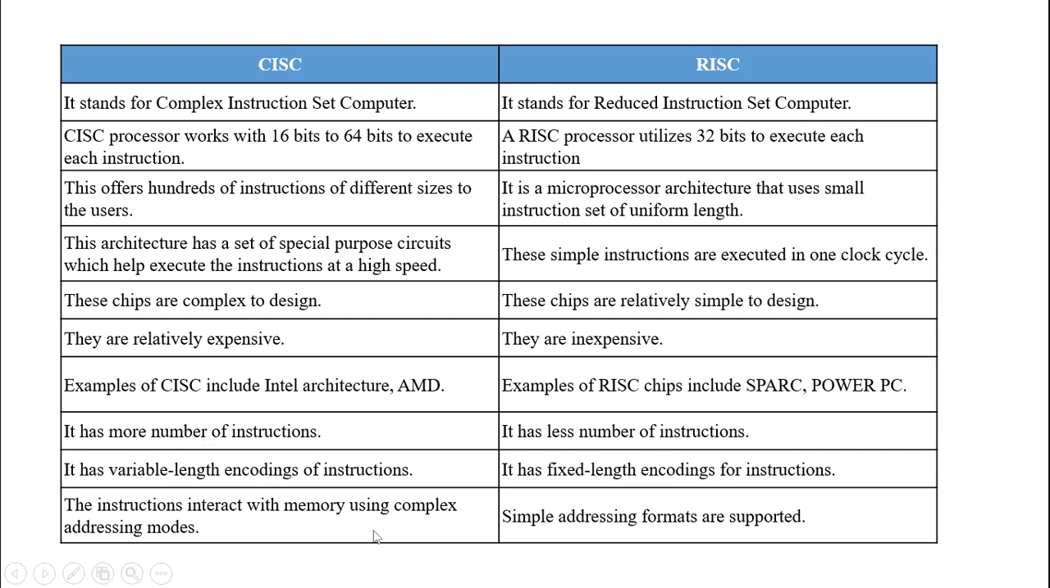In CISC you can operate directly at memory level, with the instruction interacting with memory using complex addressing modes. In RISC, simple addressing formats are used, and you cannot interact with memory directly. You have to use a load and store architecture.